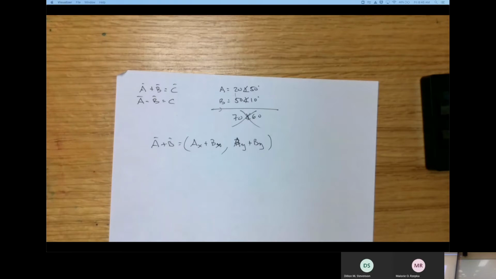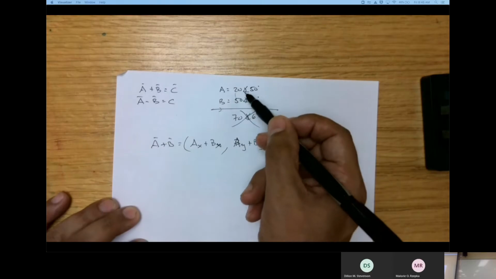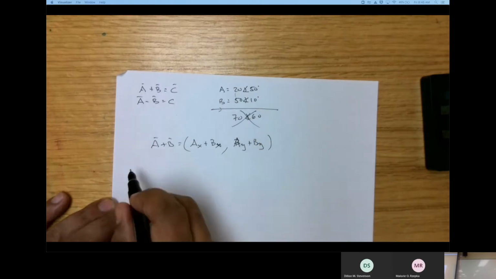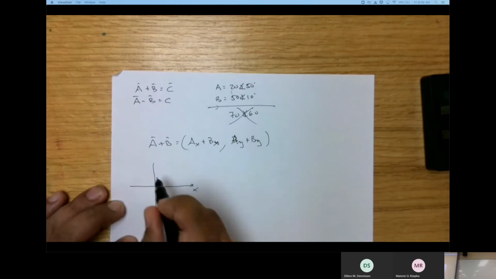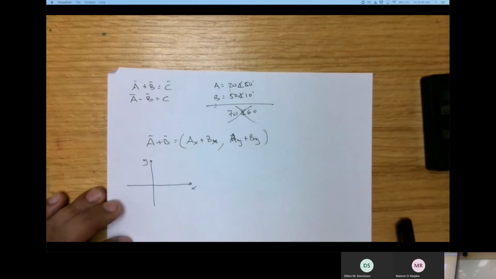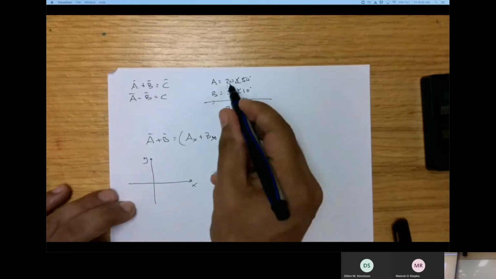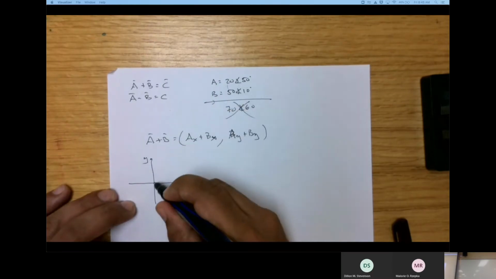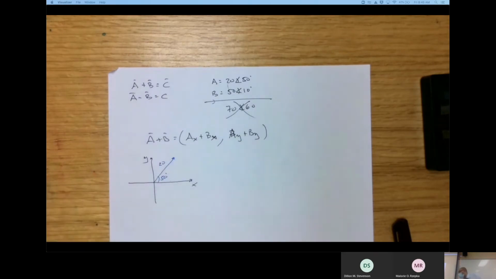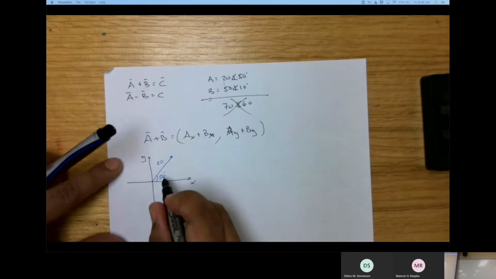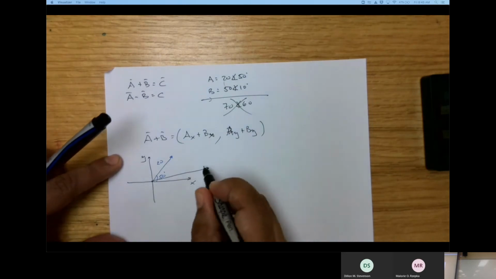So we can try to do these two vectors over here. I have two vectors, X and Y. The first vector has a magnitude of 20 at 50 degrees, so it's going to be something like this. And the second vector, oh, I need more colors. It's going to be 50 at an angle of 10. So I'm going to say there's something like this. So this is 50 at an angle of 10.